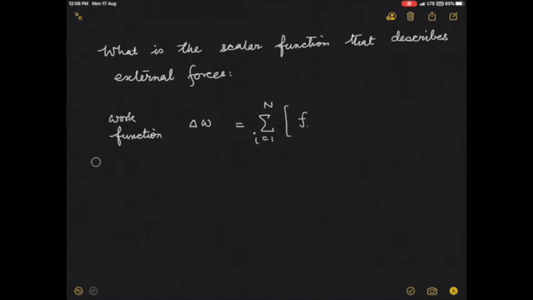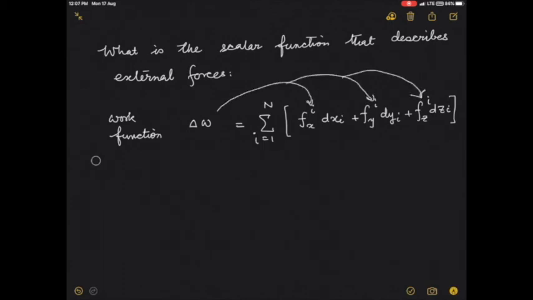And we know that force times displacement is the work done, and from that the work function is constructed. So one term for x, one for y, one for z, and this is for the ith particle I have written down. Obviously, you sum over all the particles. So that is the scalar function which has information about all the forces. This is written in 3D Euclidean space and Cartesian coordinates.